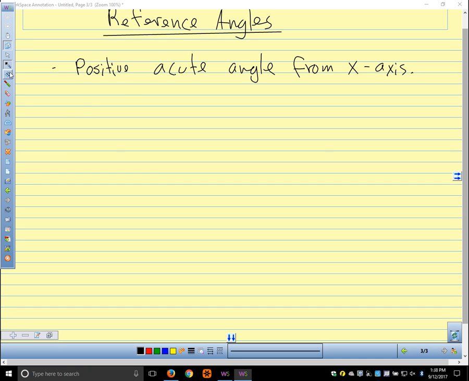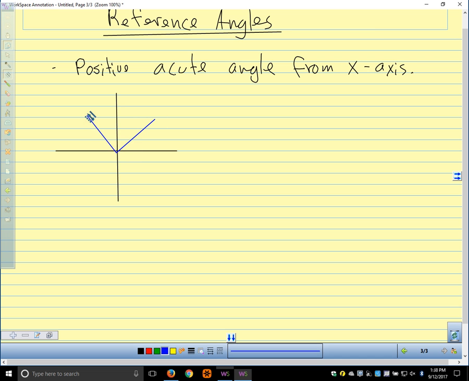So if I draw a little coordinate system, I'll draw some reference angles here. So if we have, I'll draw some rays in here. There's one, there's one, there's one, and there's one. So these are all rays with our vertex at the origin. This is the reference angle.